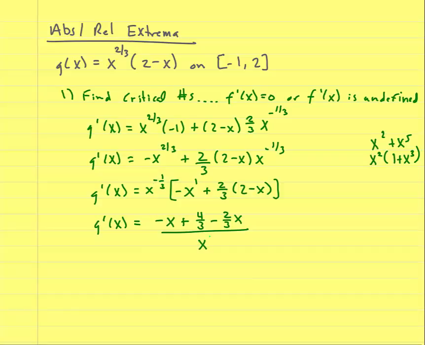And this is all over x to the 1/3. Still not ready to work with this quite yet. I'm going to multiply top and bottom by 3 here to simplify this. And again, this is when your excellent algebra skills come into play. So I have a -3x plus 4/3, -3x over 3 plus 4/3 minus 2/3 x, all over x to the 1/3.